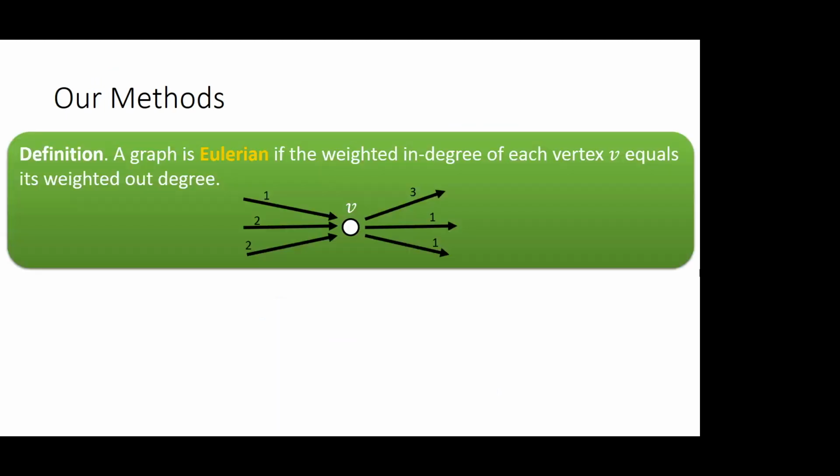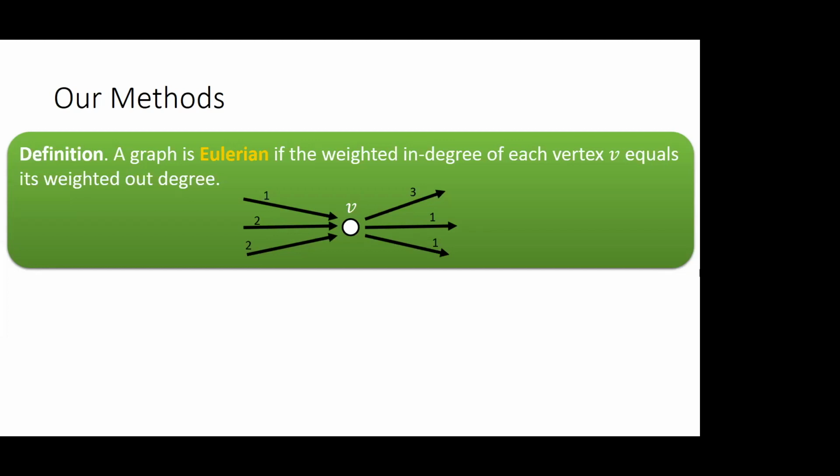So now I'm going to talk about how we did what we did. First, I need to define something called an Eulerian graph. A directed graph is Eulerian if the weighted in degree of each vertex v equals its weighted out degree. So here we see a vertex v. Its weighted in degree is 1 plus 2 plus 2, which is 5. Its weighted out degree is 3 plus 1 plus 1, which is 5. So the weighted in degree and weighted out degree of v are equal. And if the weighted in and out degree are equal not just for v, but for every vertex in the graph, we call it Eulerian.